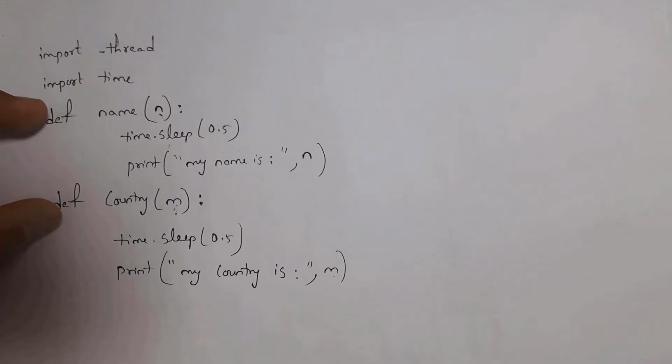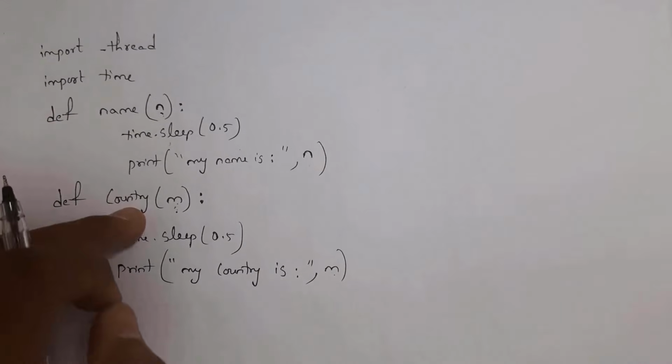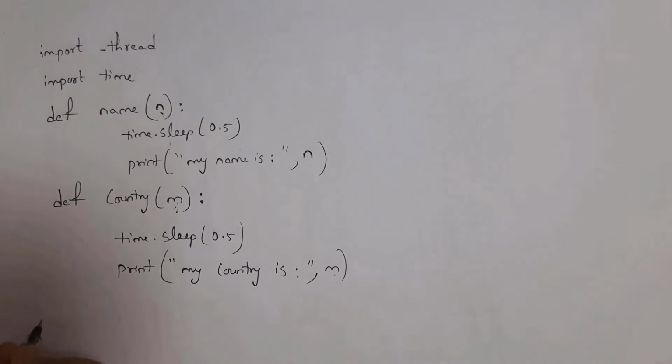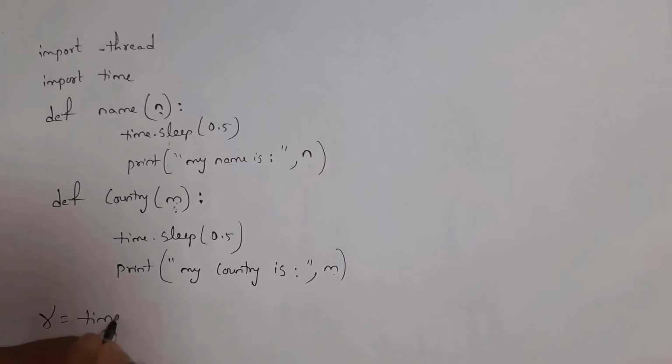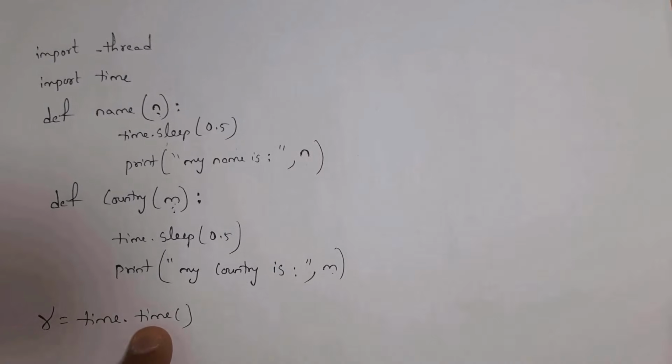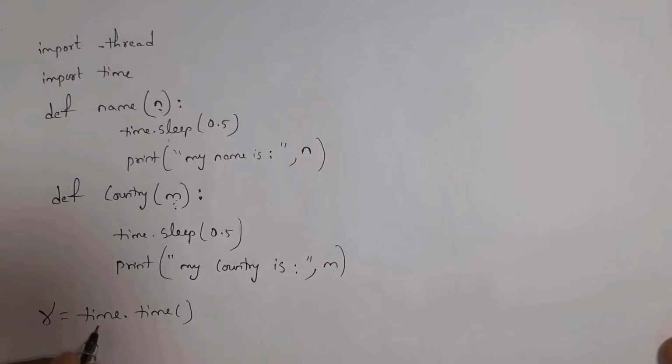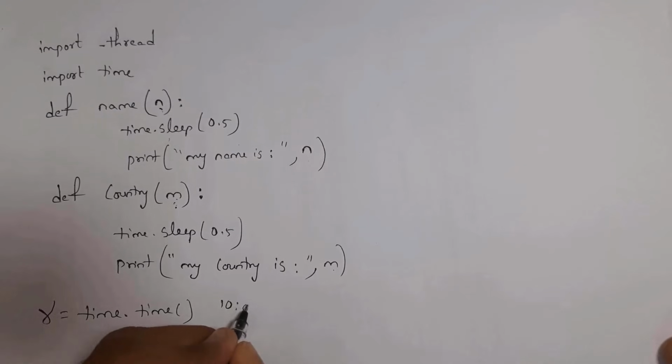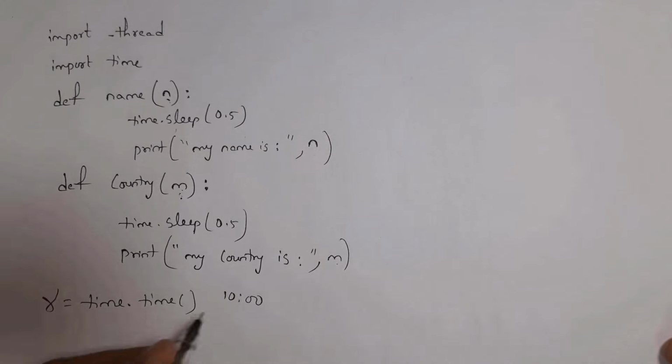Now I want to execute these two functions, that is name and country. But before that, write here r equal to; you can take any variable name. I took here r equal to time, which is the module name, dot time method. By using this time method, you can store time. For example, at present time is 10 AM. Whenever you write here time.time, it will store the time. So this 10 is stored in variable r.